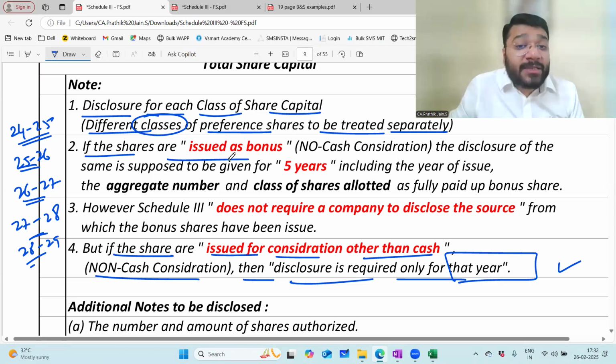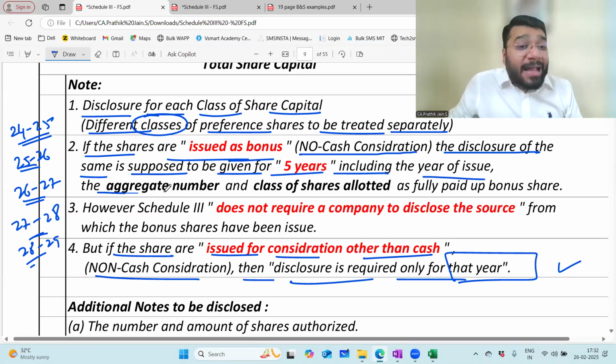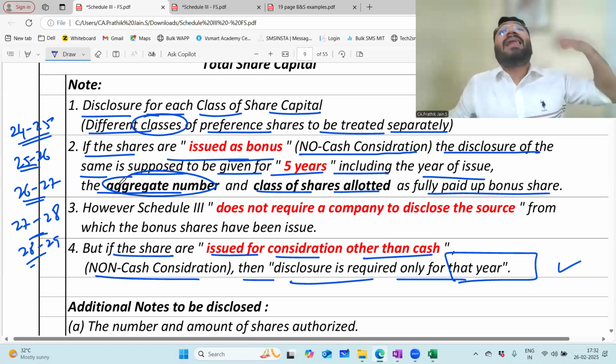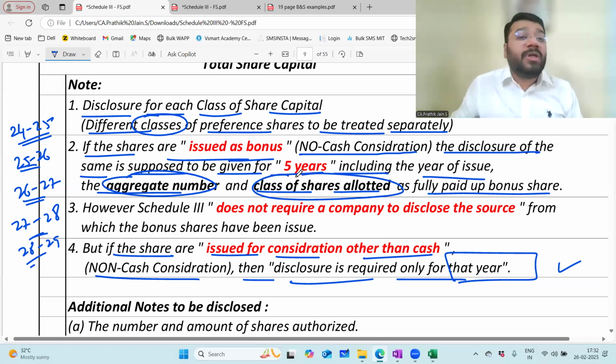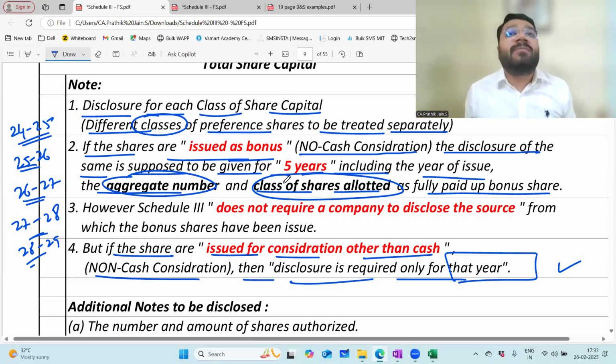The shares issued as bonus means no cash consideration. The disclosure of the same is supposed to be given for 5 years, including the year of issue. You disclose the aggregate number and class of shares allotted as fully paid bonus shares. How many shares have been issued as bonus shares, and for what class of shares you allotted the bonus shares, you have to disclose. Am I loud and clear? After 5 years, this disclosure need not be shown. You can just remove that disclosure from the notes to accounts. Am I loud and clear?